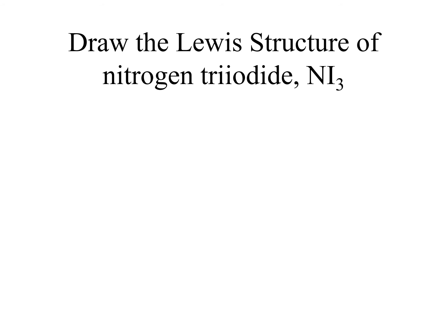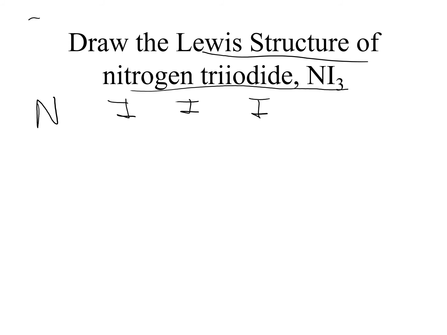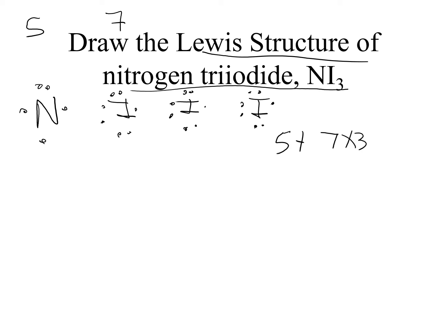Draw the Lewis dot structure for nitrogen triiodide, NI3. So we have 1 nitrogen and we have 3 iodines. Nitrogen is in column 5, so we have 5 valence electrons. Iodine is in column 7, so we have 7 valence electrons around each one of those iodines. And then we're going to count our total number of valence electrons. So we have 5 plus 7, and we have 3 of them, 7 times 3. So we have 5 plus 21. We have 26 valence electrons.